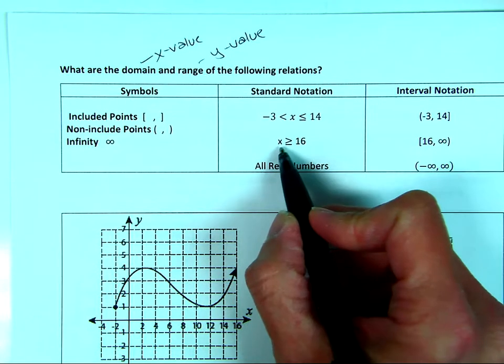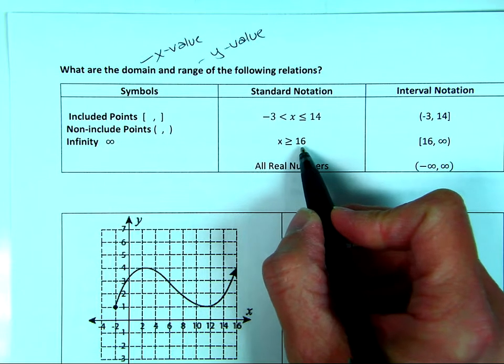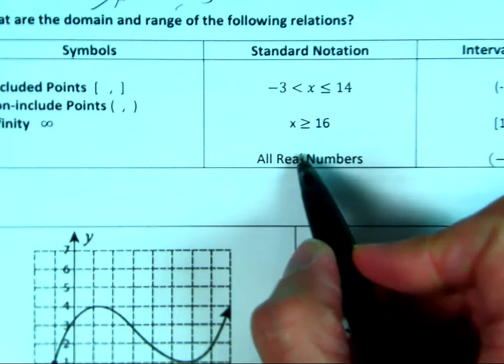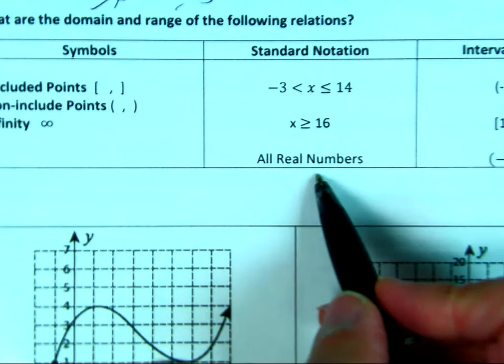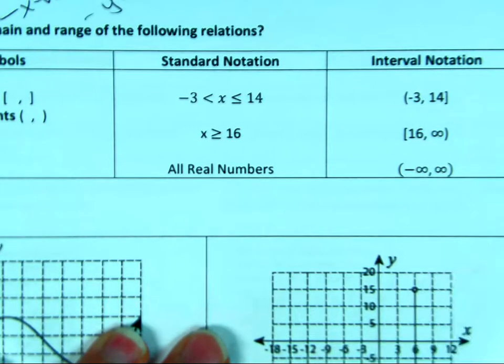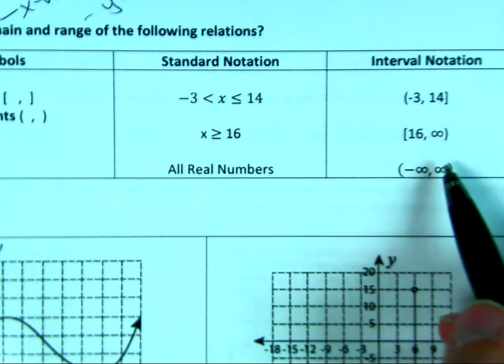If I knew that they were all the numbers greater than 16, including 16, I would write it like this: x ≥ 16. And if it was all real numbers, I'd write all real numbers. However, if it's interval notation, then we write it a little differently. You can see it's kind of easy.